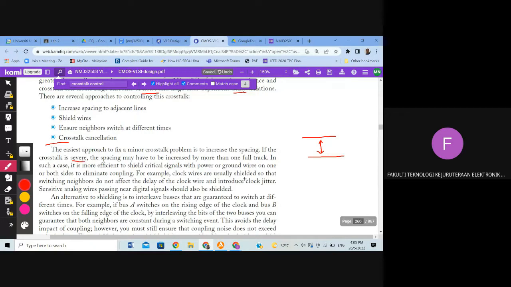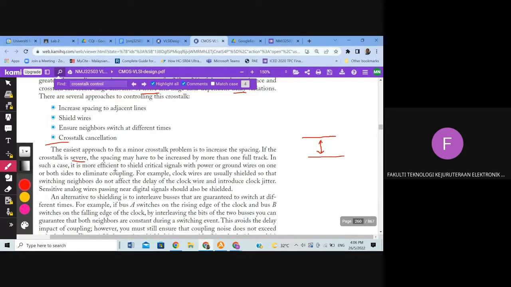If it is not severe, and the noise is within the noise margin or acceptable noise, then the distance can be compromised. If the noise is beyond the noise margin, it will affect your data, and then you will need to do more spacing. Depending also on the size of the chip. So in such a case, it is more efficient to shield. For the severe case, in terms of spacing, maybe not practical, not able to solve the severe crosstalk issue.